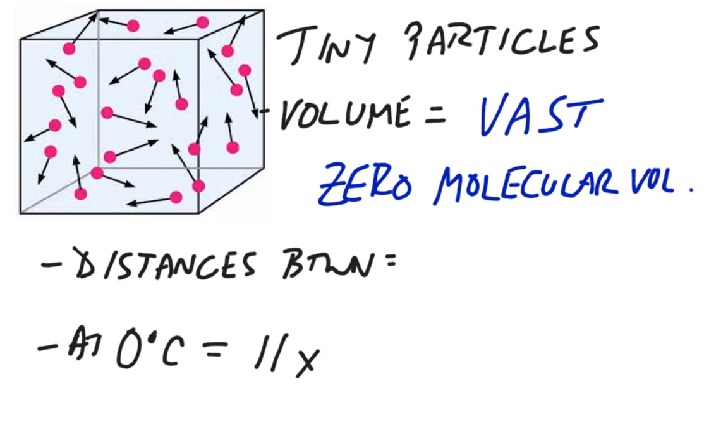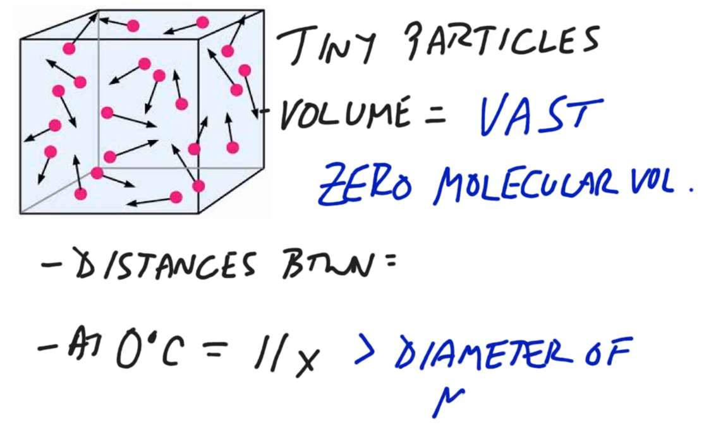So basically what we're saying is there's so much space in between the molecules that the actual volume of the molecule itself is negligible. It's close to zero in that comparison. At 0 degrees Celsius, the distance between gas molecules is 11 times greater than the diameter of a molecule. Now that's at 0 degrees Celsius. As you increase the temperature, you increase the distance as well.